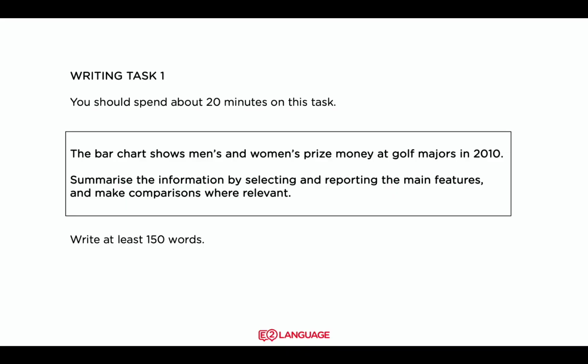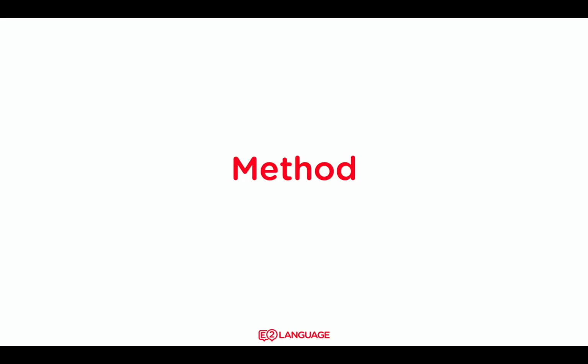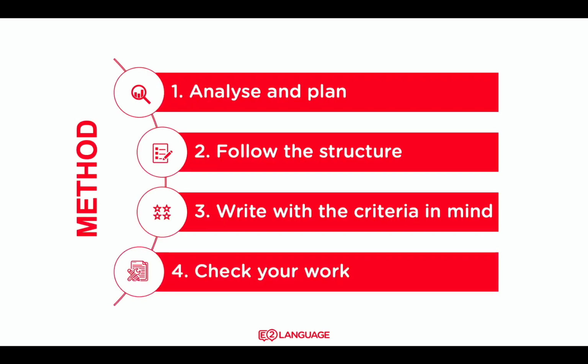Now we'll start with the instructions. It says the bar chart, so a single bar chart, shows men's and women's prize money at golf majors in 2010. And all the other instructions come with every Task 1. Here is our chart. Pause the video now if you want to have a quick look yourself. Otherwise, we're going to analyze it together in a moment. Before we do that, here's a refresher of the method.